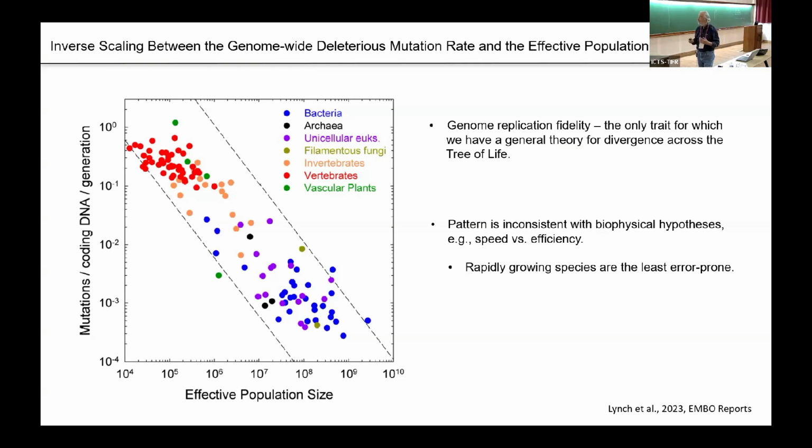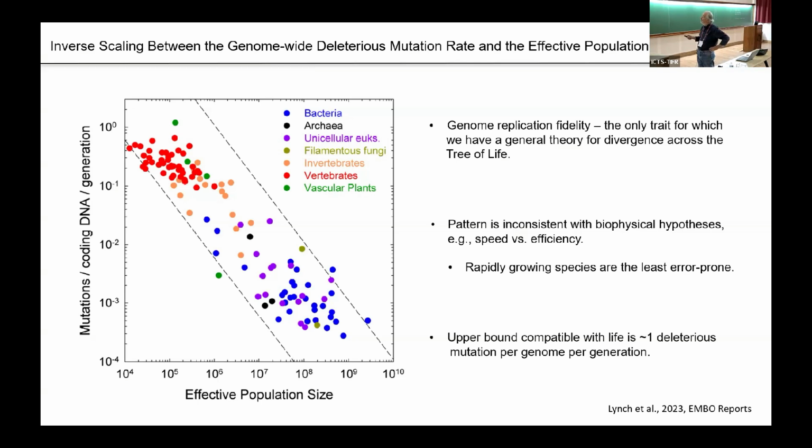Physicists often like to say there are trade-offs between speed and efficiency. And these data don't fit a speed versus efficiency argument, because these are the fastest guys down here, replicating at the highest rates per unit time, and they have the lowest mutation rates.